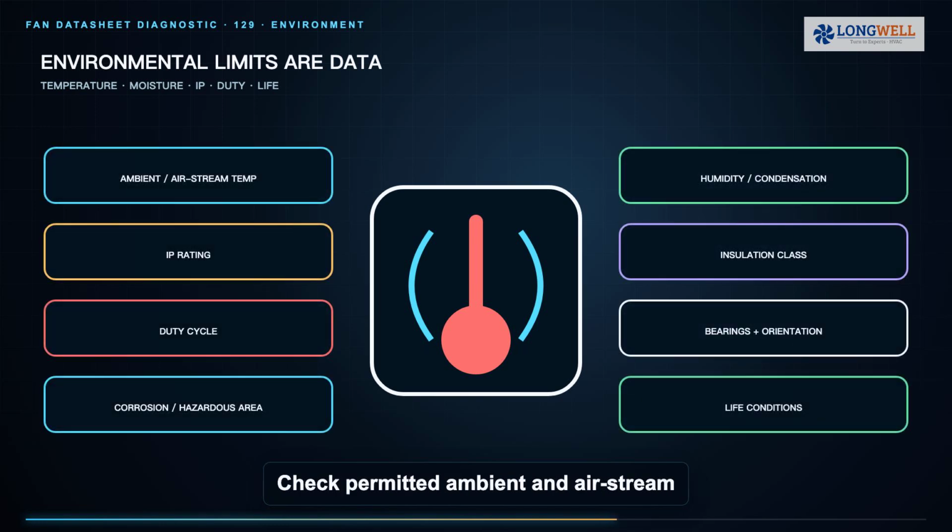Environmental limits are not footnotes. Check permitted ambient and airstream temperature, humidity or condensation limits, ingress protection rating, insulation class, duty cycle, bearing statement, mounting orientation, and any corrosion or hazardous area requirement. These labels describe different boundaries, one does not automatically substitute for another. If expected life is quoted, ask for the temperature, speed, load, duty cycle, and failure criterion behind it. Reliability claims without conditions are not selection data.